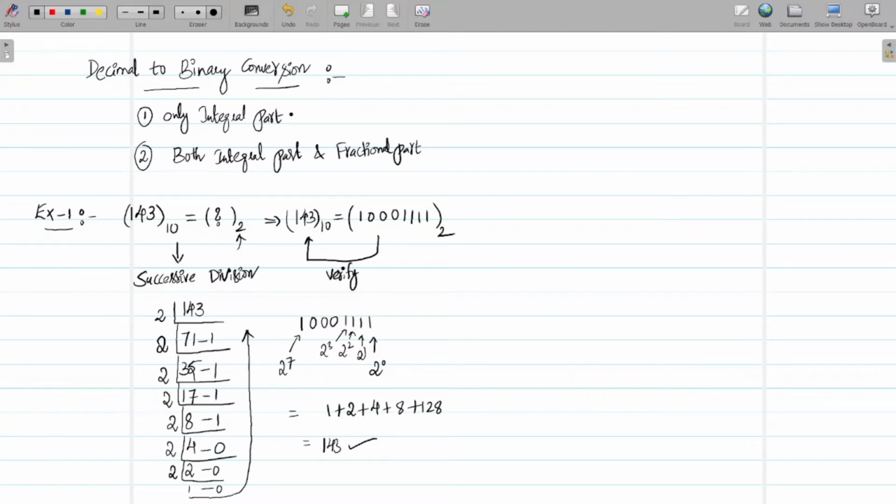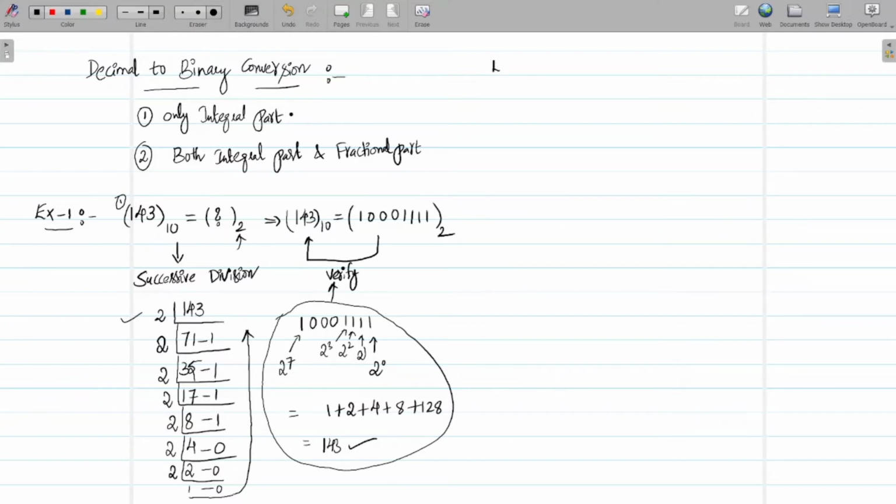In this way you can verify your answer. This entire part comes under verification. This is not needed to write in your examination, but for your understanding you need to write. This one is important. And this comes under the first model, because it has only an integral part.